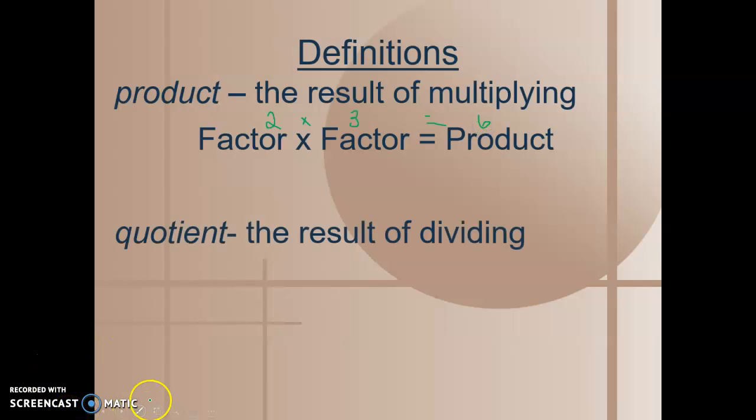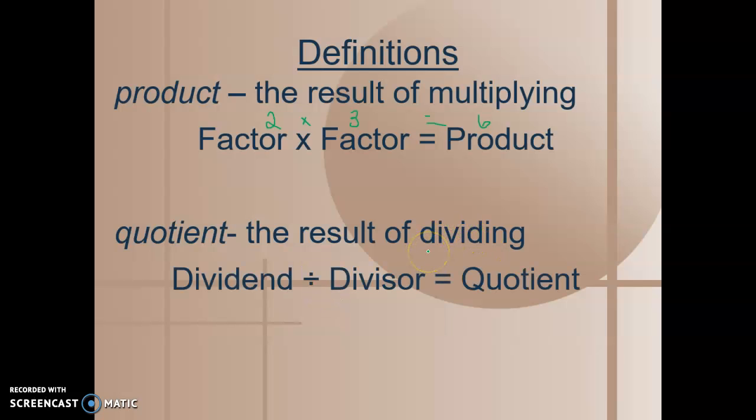Our next definition is quotient, and the quotient is the result of dividing. So thinking about that second definition of factors, that a factor is a number that divides evenly into another number, our quotient is the result of dividing. So if we have 6 and we divide it by a divisor of 2, or one of our factors of 2, our quotient is 3. That's the result when we divide by one of those factors.